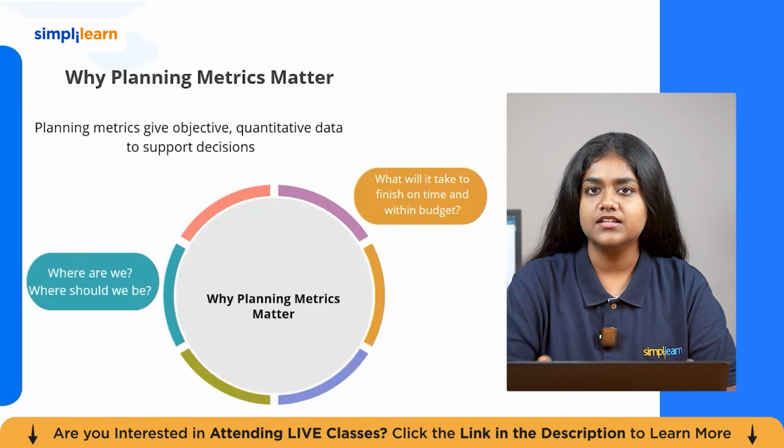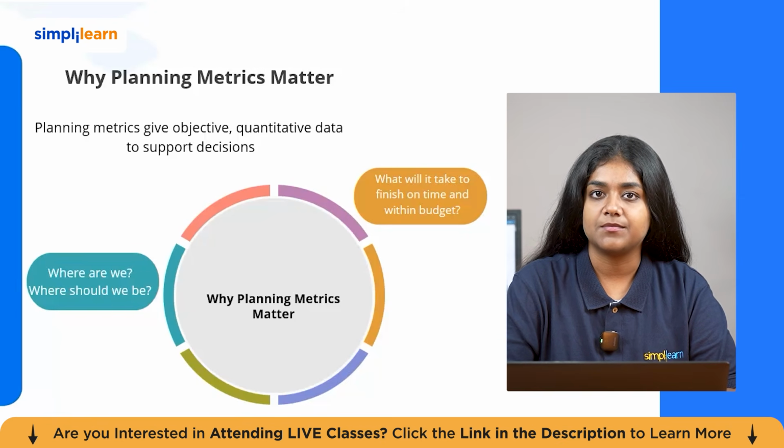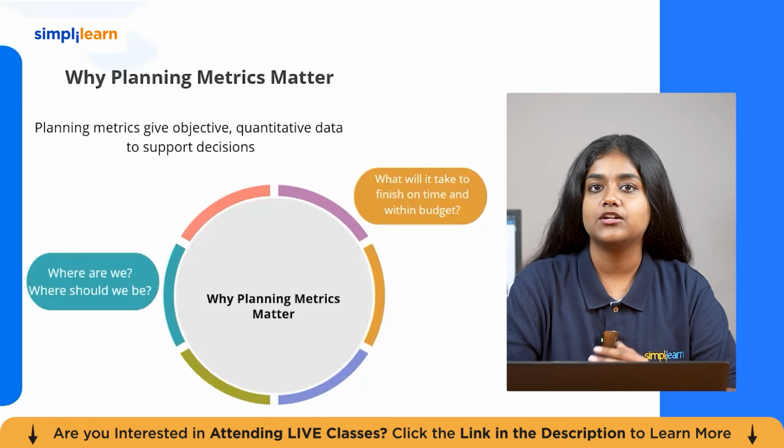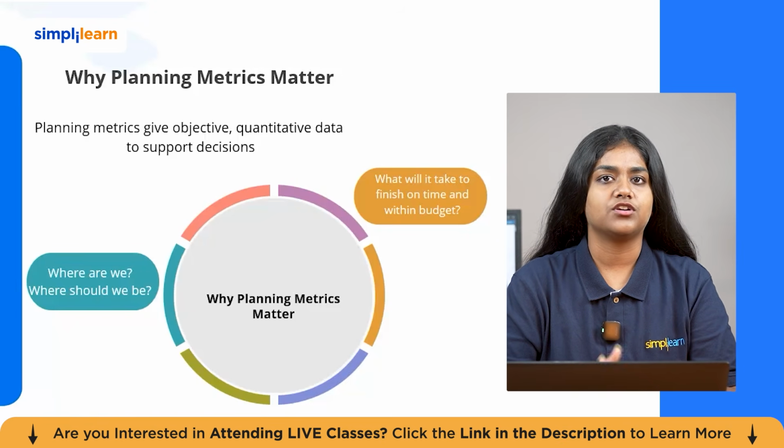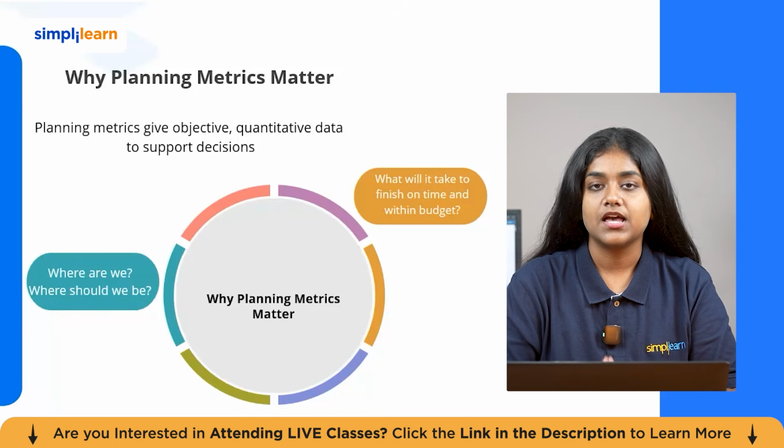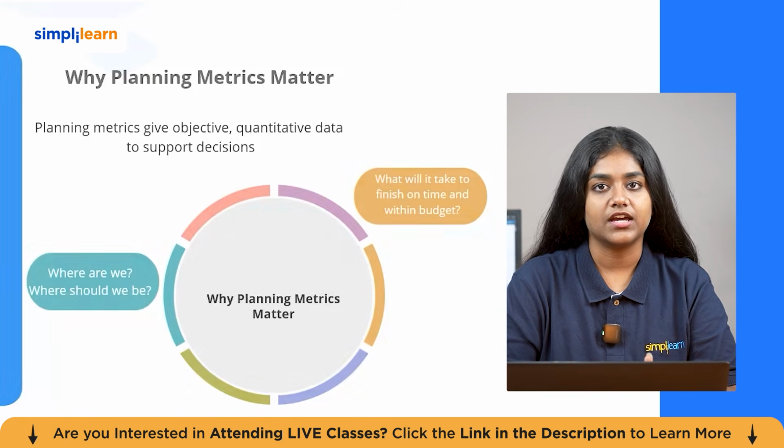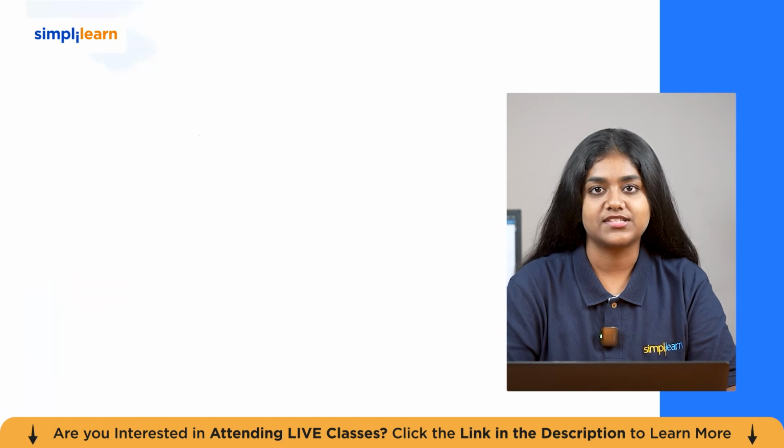Where should we be? This question compares actual progress with the planned baseline. Schedule plans, budget estimates, milestones, and performance targets show whether the project is ahead, behind, or on track. What will it take to finish on time and within budget? This question helps the manager forecast future performance. Metrics can reveal whether more resources are needed, whether the schedule must be adjusted, or whether cost needs to be controlled more carefully.